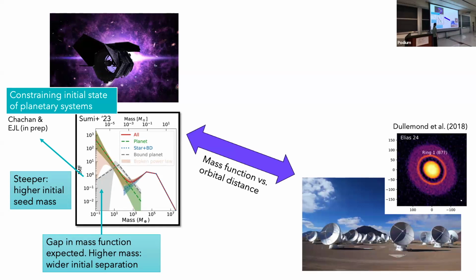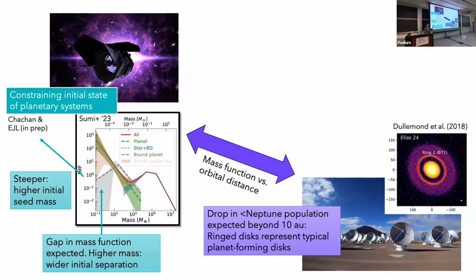We can even make a connection between Roman and ALMA. For example, if you take a look at the mass function in terms of different orbital distance and find a drop in the small planet population inside versus outside 10 AU, then that tells us something about how typical these ring disks are as planet-forming disks.